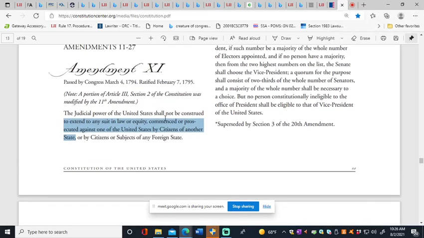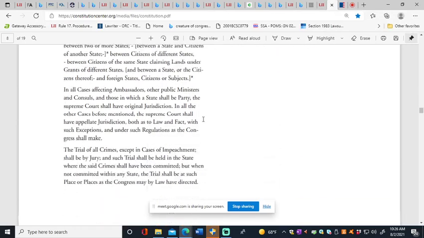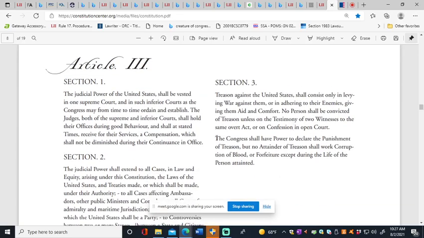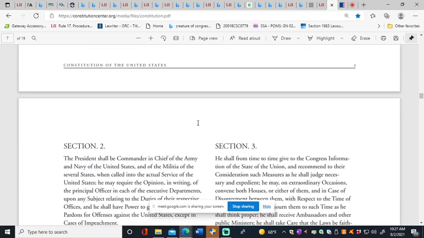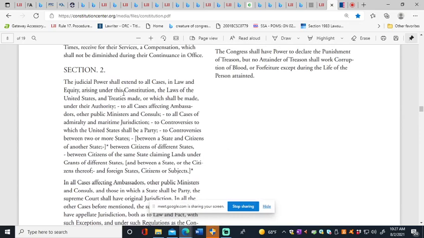Judicial power of the United States shall not be construed to extend to any suit in law. No, that's the wrong one. Let's go here. Article 3, Section 2 of the Constitution. Judicial power shall extend to all cases in law and equity arising under this Constitution, the laws of the United States, and treaties made or which shall be made under their authority, to cases affecting ambassadors, other public ministers, and consuls.